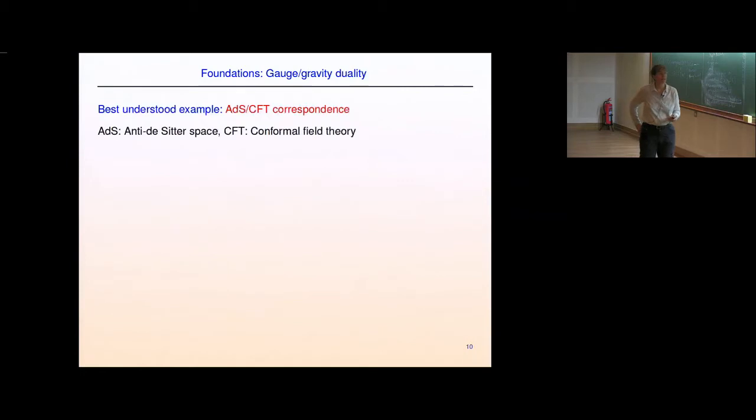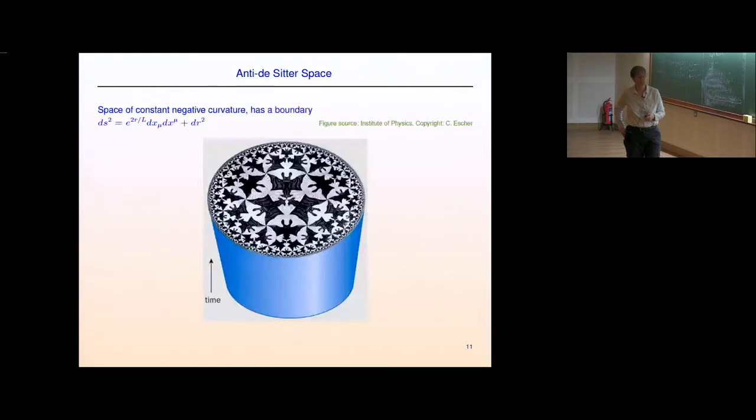Okay, so the best understood example of this gauge gravity duality is the AdS CFT correspondence, where AdS stands for anti-de Sitter space and CFT stands for conformal field theory. Before I explain what the relation between these two things is, let me first explain what an anti-de Sitter space and what a conformal field theory is. Tomorrow I will do this with many more formulae, but today I would just like to show some pictures. An anti-de Sitter space is a hyperbolic space. It's a space of constant negative curvature and it has a boundary.